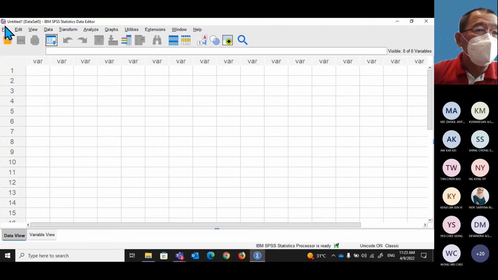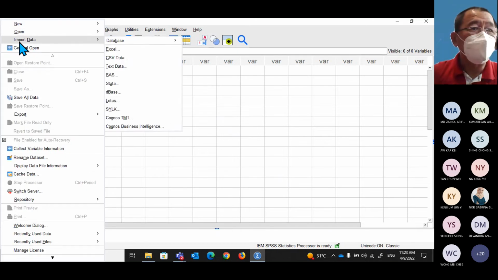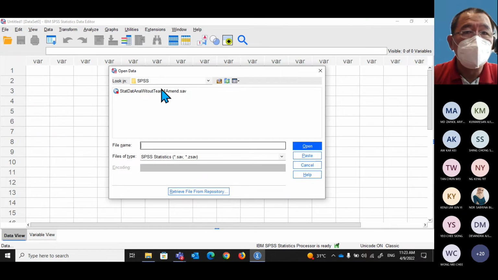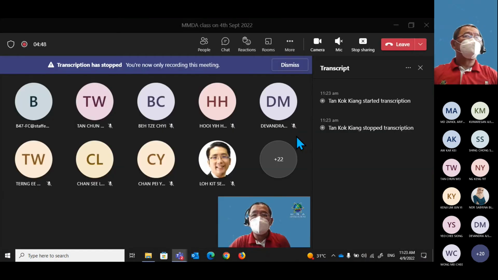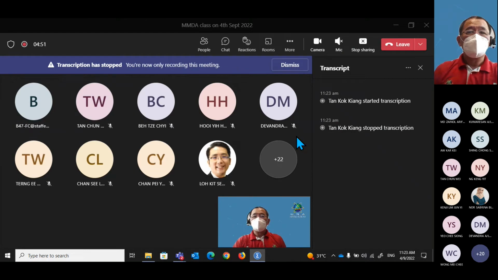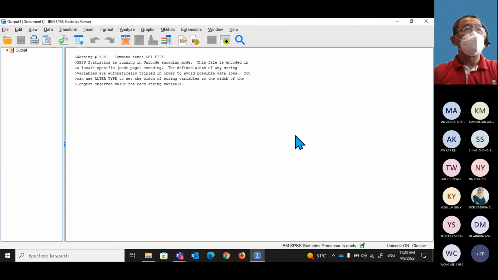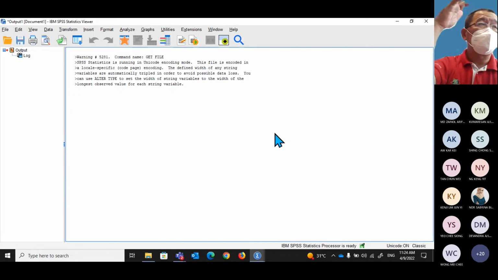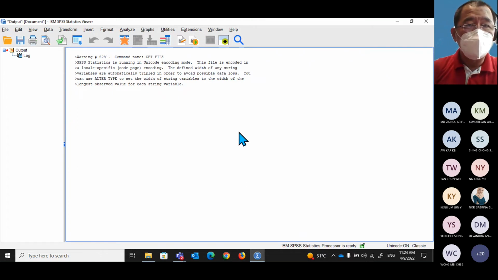So now, a quick review of what we discussed just now. We discussed the introduction to SPSS. There is the data view and the variable view, and we can also do data analysis using the Analyze menu in the menu bar.